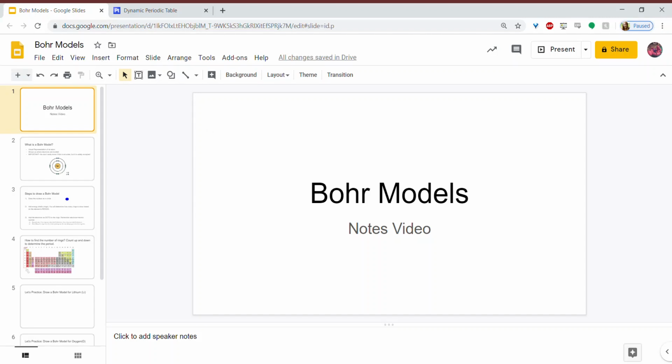Alright everybody, so we're gonna go through something called Bohr models today. You'll notice I've got the PowerPoint up and editable, and that's because I want to be able to draw on it and you can see me go through the process of creating a Bohr model. So let's go ahead and get started.